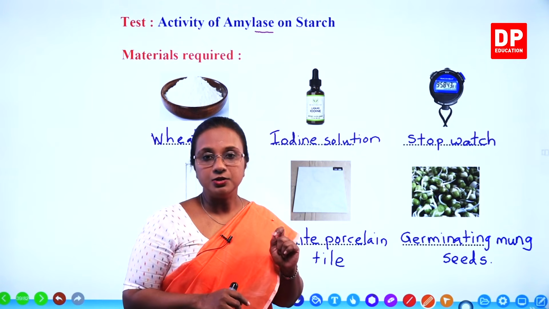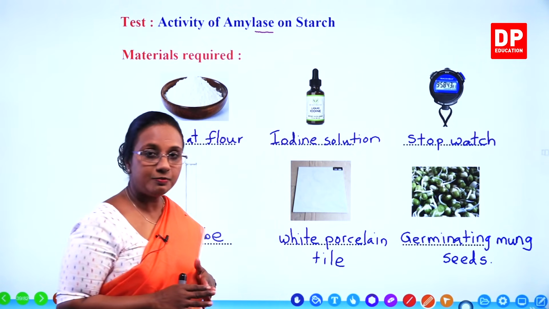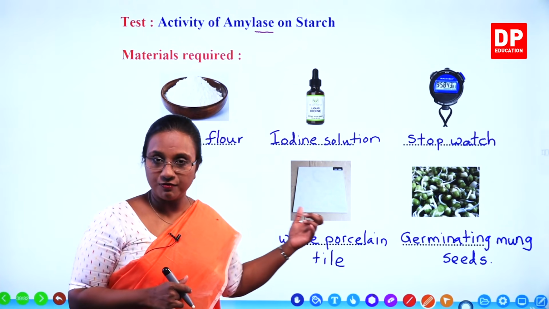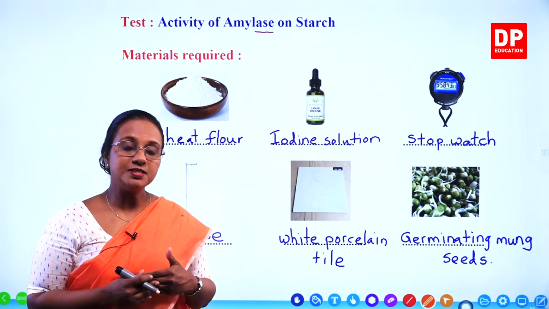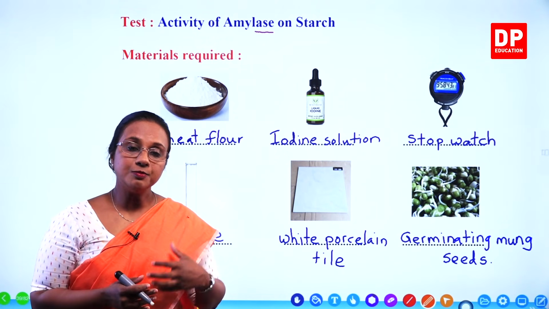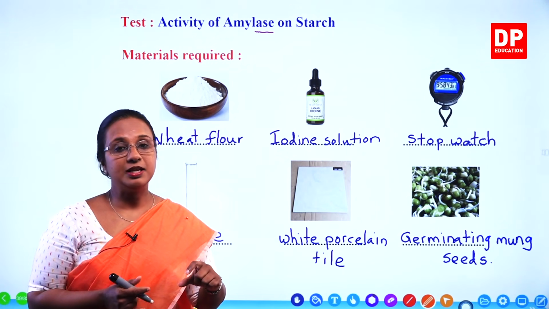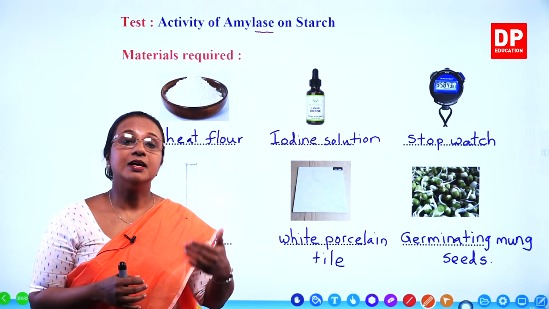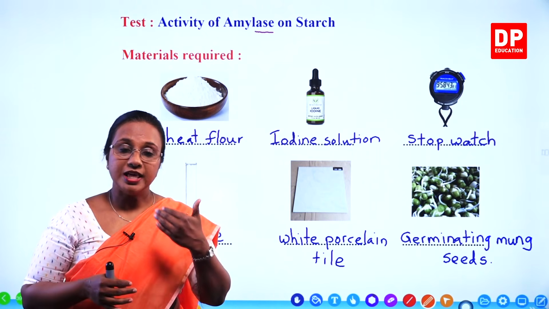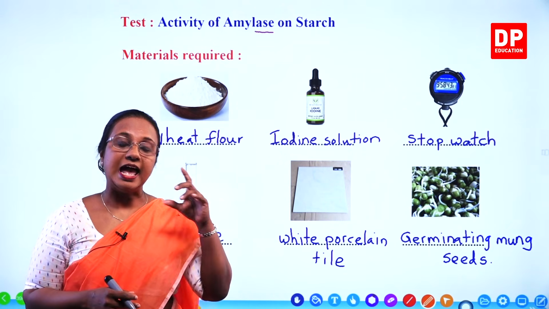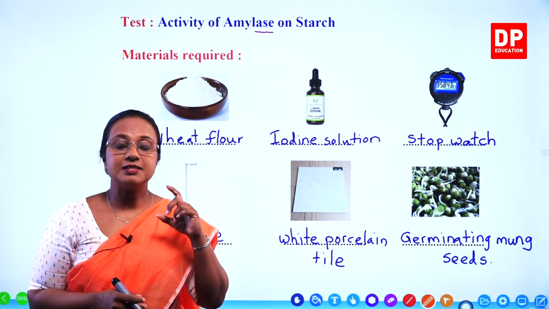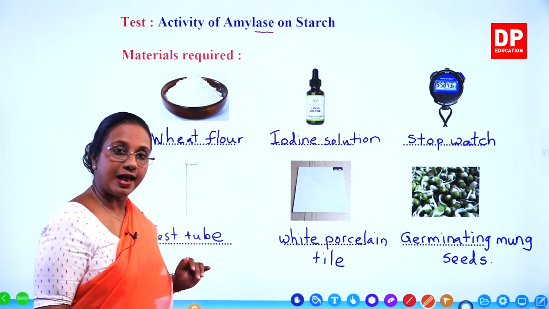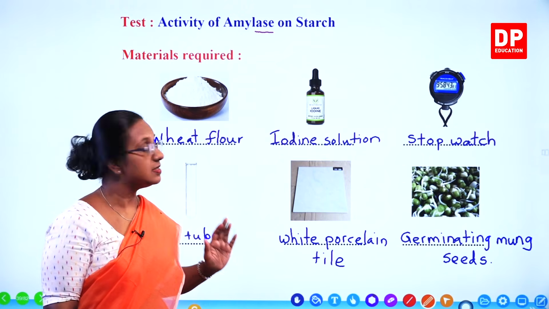So what we will be doing is, we take the germinating mung seeds into a mortar and a pestle. That is not shown here, but you are familiar with those two equipments. We take mung seeds into it, add a little bit of water, grind it very well and extract the amylase enzyme. Then we filter the solution and take it as the amylase solution. We will be using that for the activity as the enzyme solution.